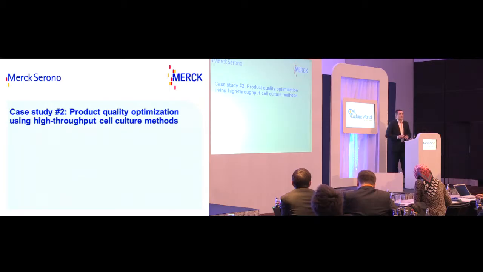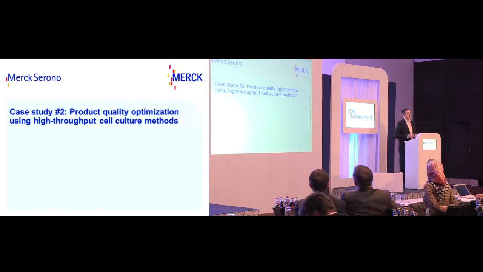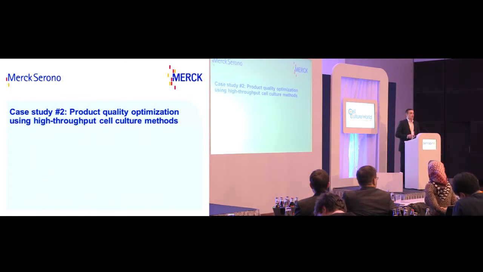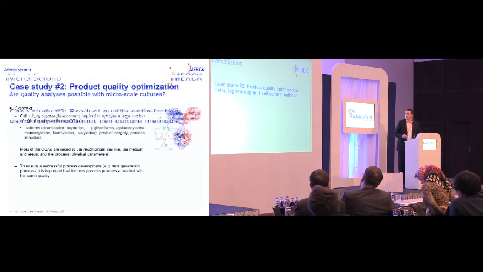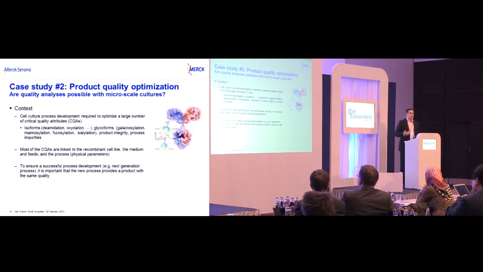The second case study is about product quality, because here I only talked about process performance. Here, I wanted to show you what we can do with high throughput cell culture methods such as 96 deepwell plate for product quality optimization. So here the context is we have a process A. We wanted to go to a process B, more performant, but we also wanted to keep the product quality constant because we had already started the clinical trials.